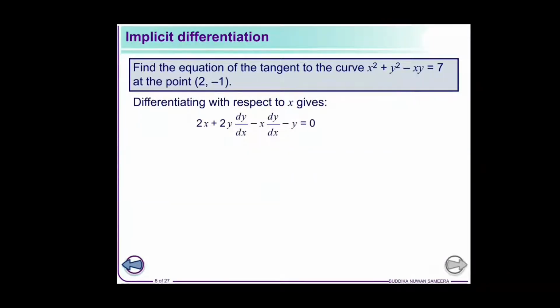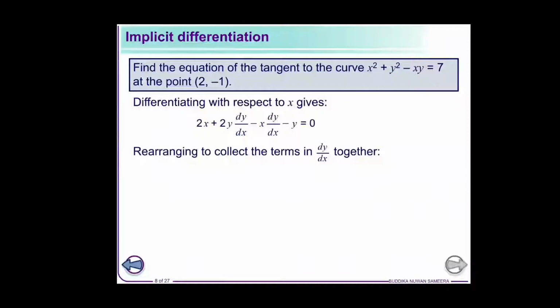over dx, minus. Then you can see xy is the product of two functions. First I am going to keep x, then differentiate y, the answer is 1, then multiply it by dy over dx, so minus x times dy over dx. Then I am going to keep y and differentiate x. When you differentiate x, the answer is 1. So then the final answer should be minus y equals 0, because when you differentiate 7, the answer is 0.